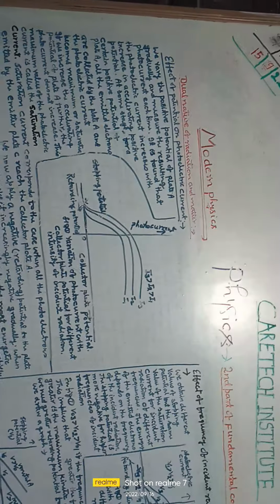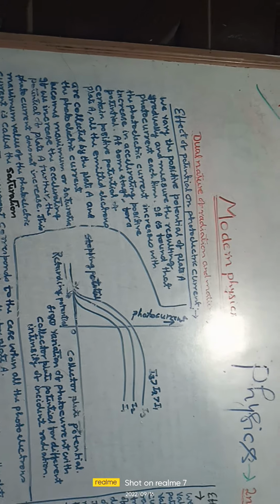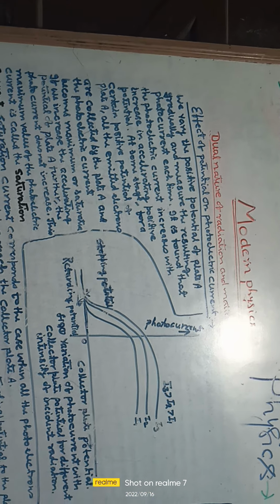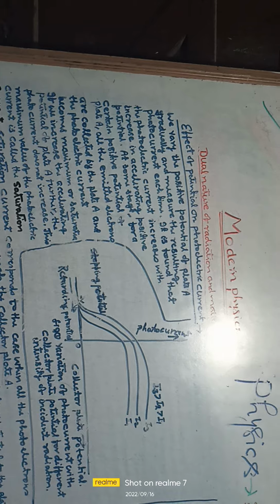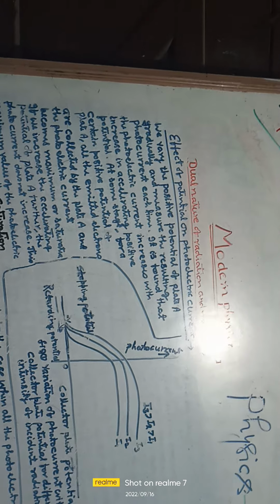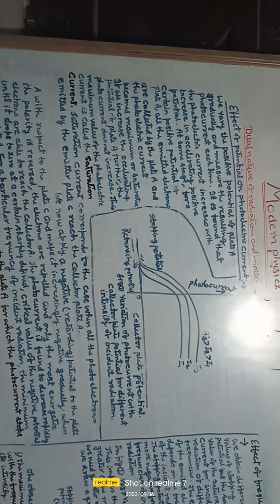Today we shall study about dual nature of radiation and matter. In this article we shall study about the effect of potential on photoelectric current.